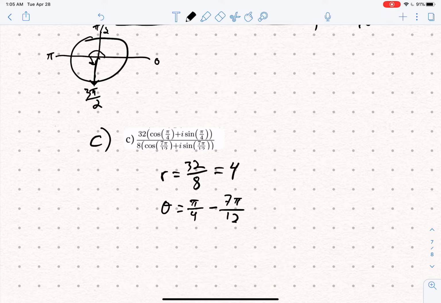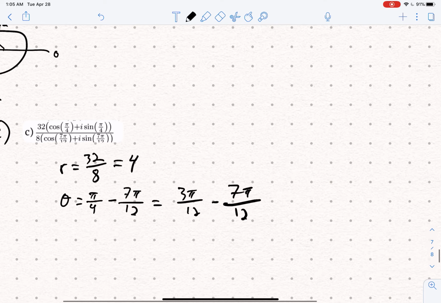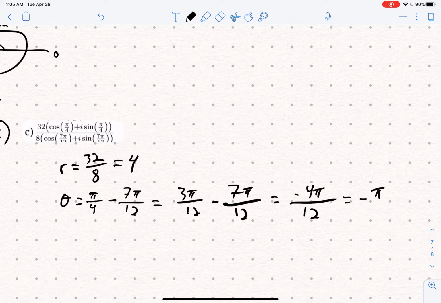To calculate this one, we're going to need a common denominator. That's going to be a denominator of 12, and so that first pi over 4 we're going to multiply on the top and bottom by 3. So we have 3 pi over 12 minus 7 pi over 12. Since they have a common denominator, we can subtract 3 pi minus 7 pi. This is negative 4 pi over 12. And the 4 cancels on the top and the bottom, and it leaves behind negative pi over 3.